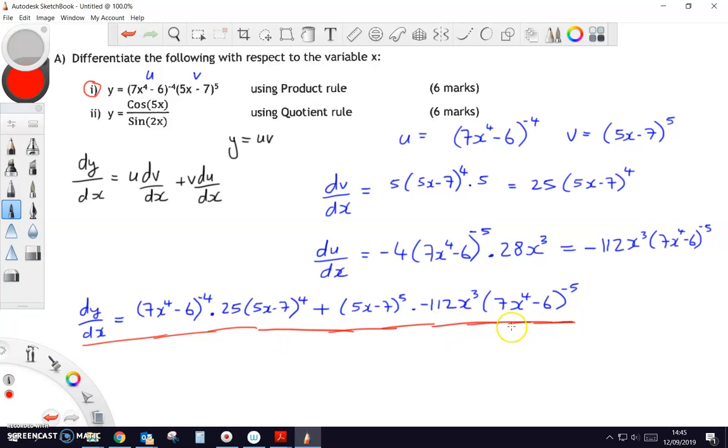So we're just looking there. They're looking to see if you can use a product rule.